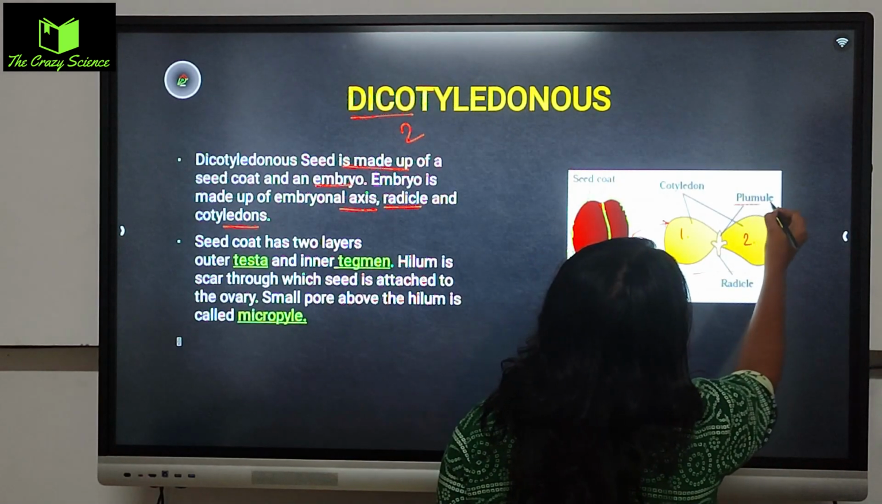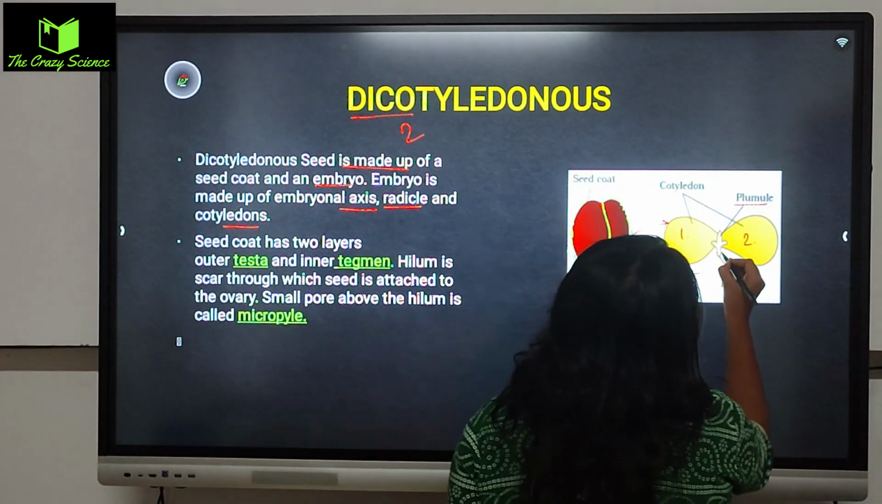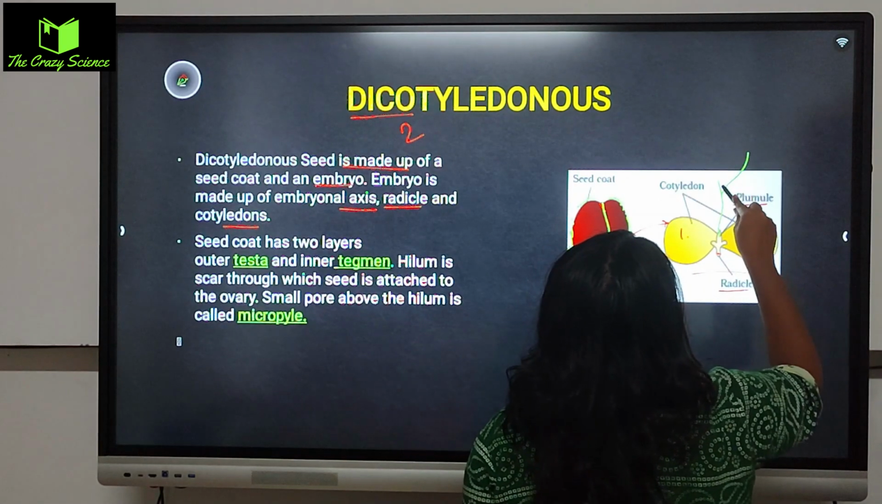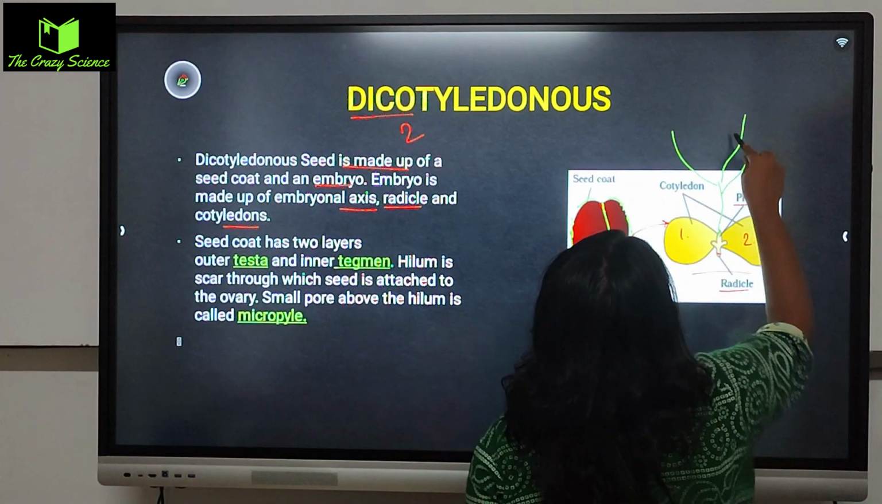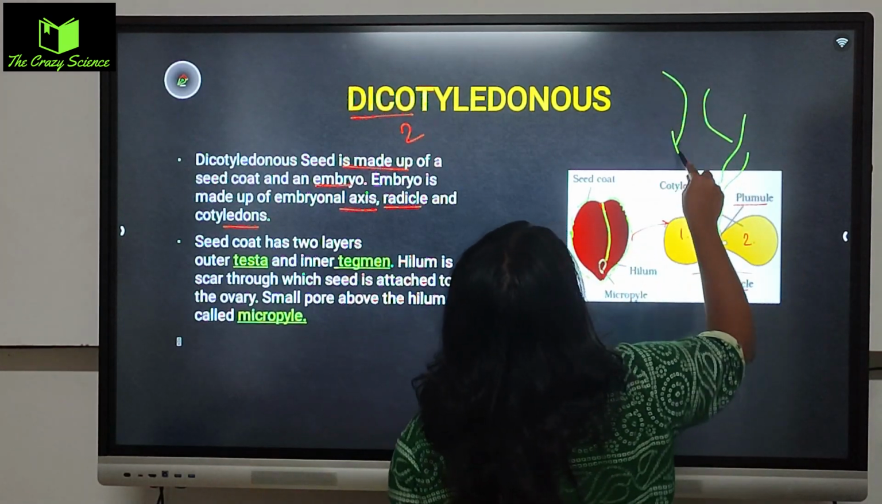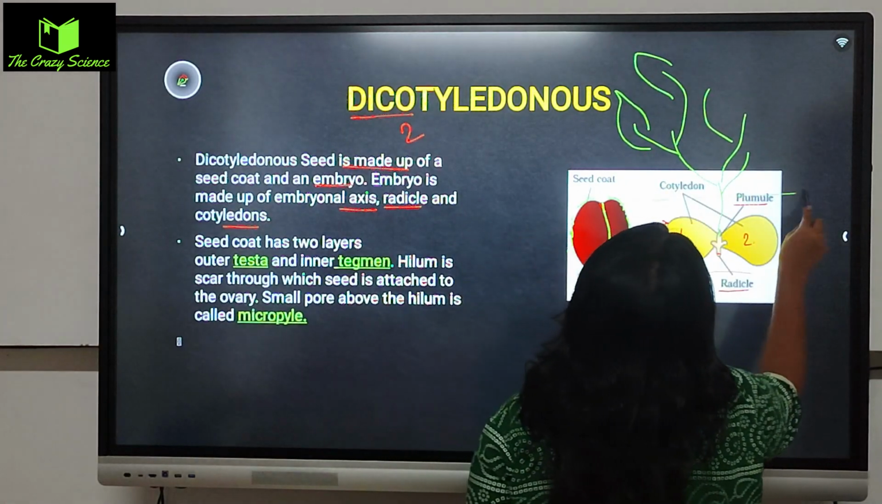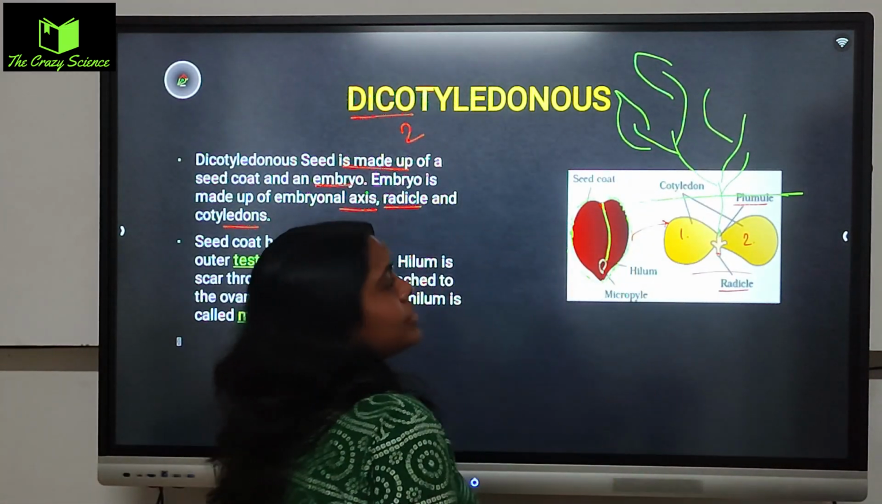You can see there is just a middle part. The upper portion of the middle part is called the plumule. The lower portion of this is called the radicle. And from the plumule, the new plant emerges, and it comes out from the soil. This is what I'm talking about. And it goes up above the soil.